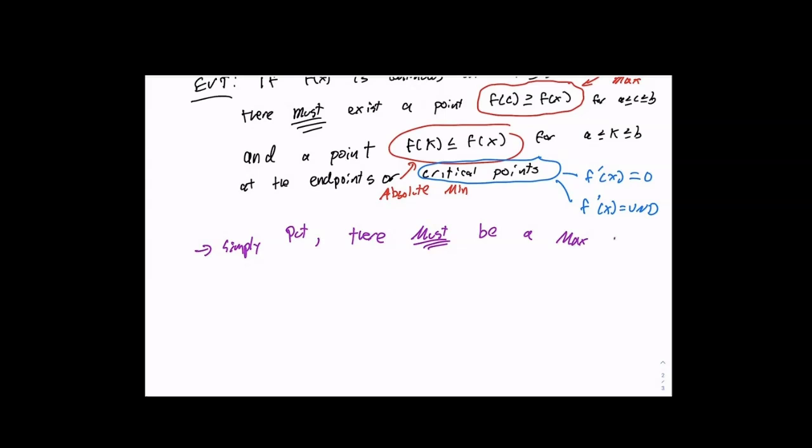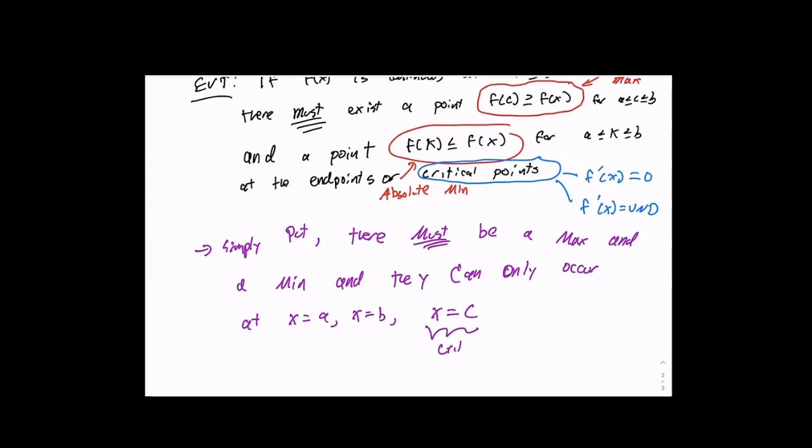Simply put, there must be a max and a min, and they can only occur at x equals a, x equals b, or x equals c for the critical points.